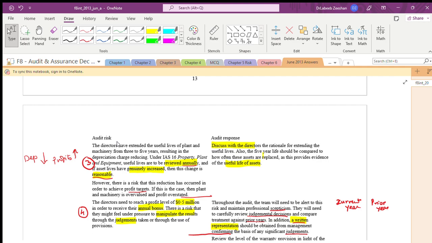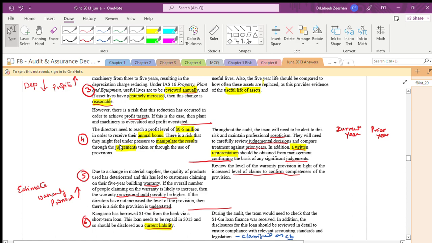Next, they have said that a 5 million target has to be achieved. For what? For nothing else, but to get the bonus. If any judgmental decisions are there, we have to take a written representation from the management. Any qualitative judgments, we have to take the written representation.